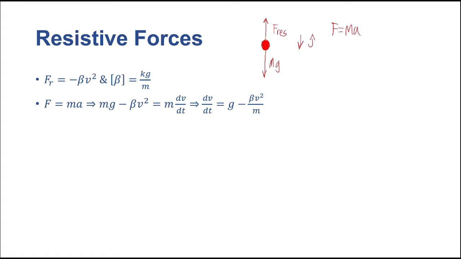So F equals ma. This means that mg minus bv squared is equal to ma, m dv/dt. So we're summing our forces and setting them equal to ma, which is the derivative of velocity. Velocity is the variable we're working with, so we write that as the derivative of velocity instead of just a. Okay, so we can rewrite this. We can take out an m, and we get dv/dt is equal to g minus bv squared over m.